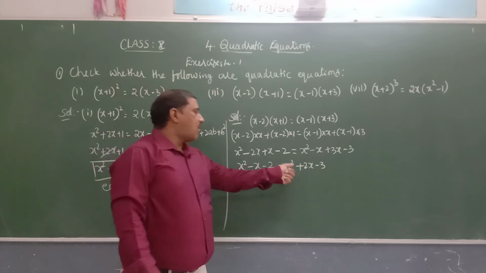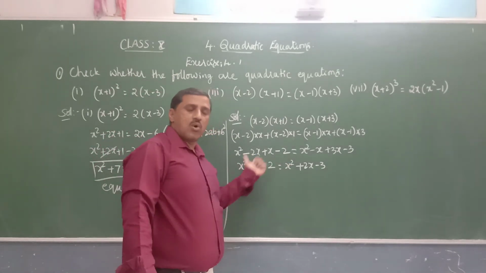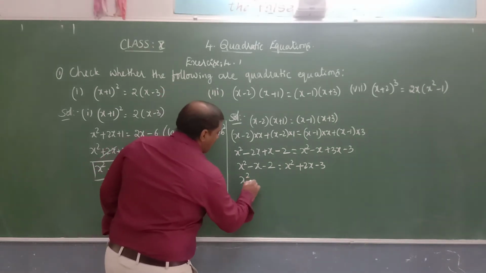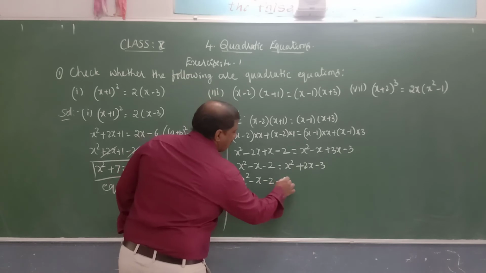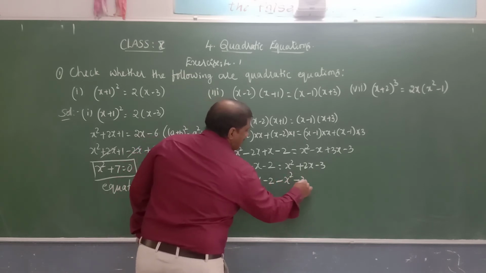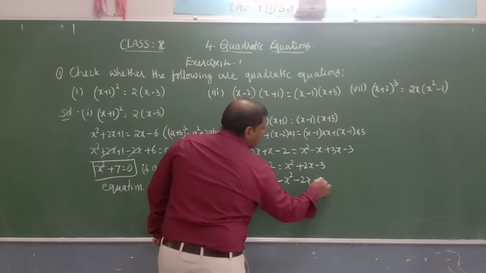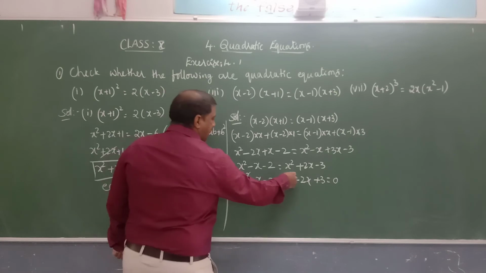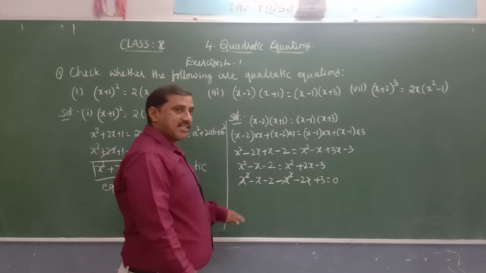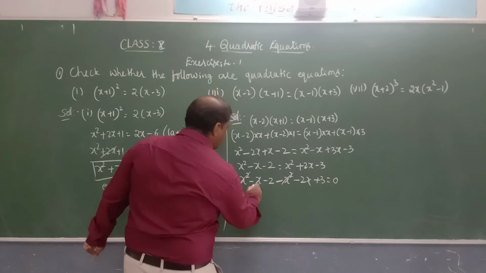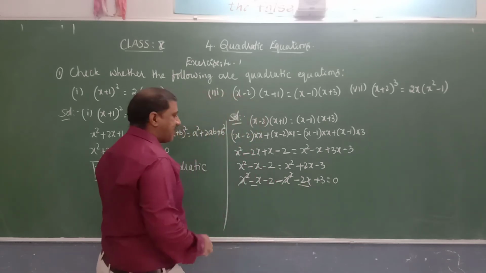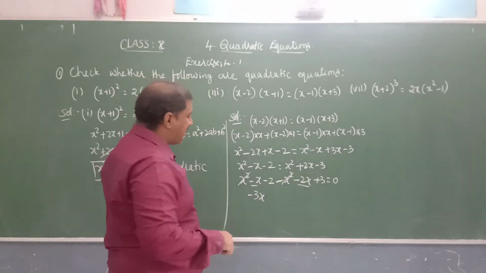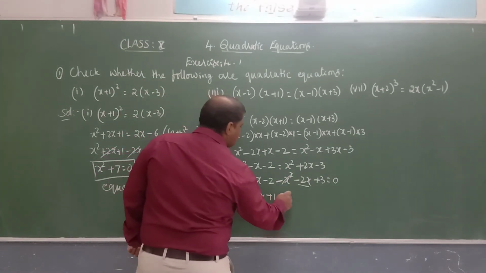Now transpose the whole right hand side part to the left hand side so that the right hand side will become 0. That is x square minus x minus 2 minus x square plus 2x, and minus 3 will become plus 3, that is equal to 0. Plus x square minus x square are cancelled. We'll get 0. Minus x minus 2x, both are like terms. We can add, same signs are there. So we get minus 3x. Minus 2 plus 3, that is 3 minus 2. We get plus 1 is equal to 0.